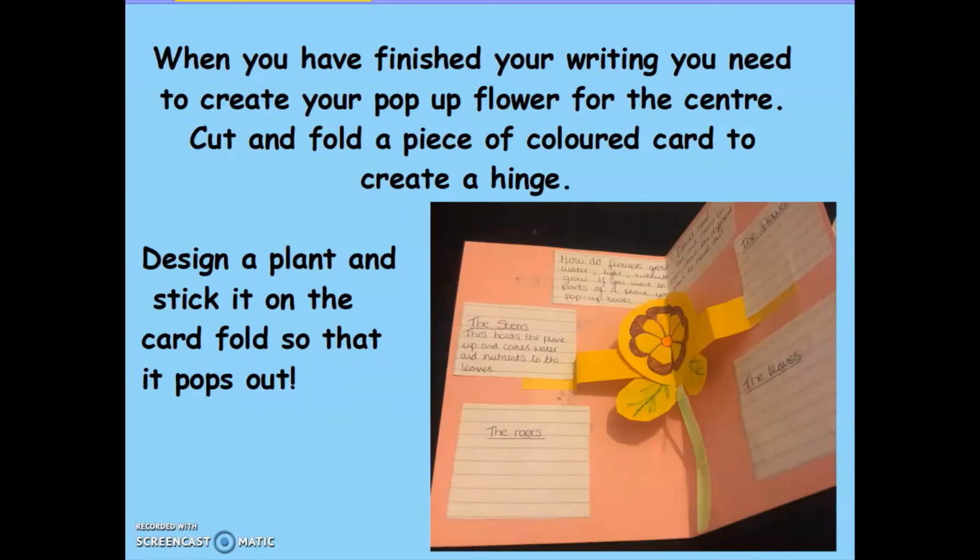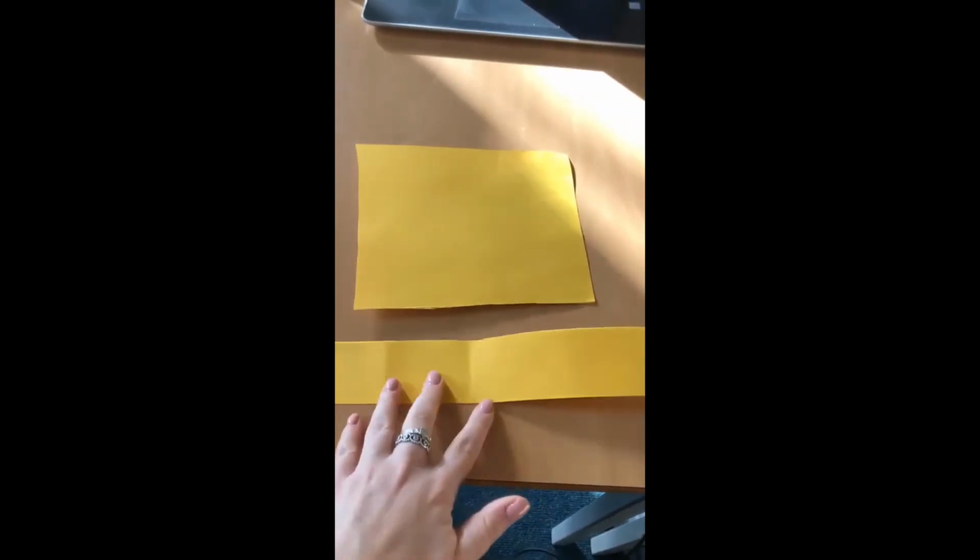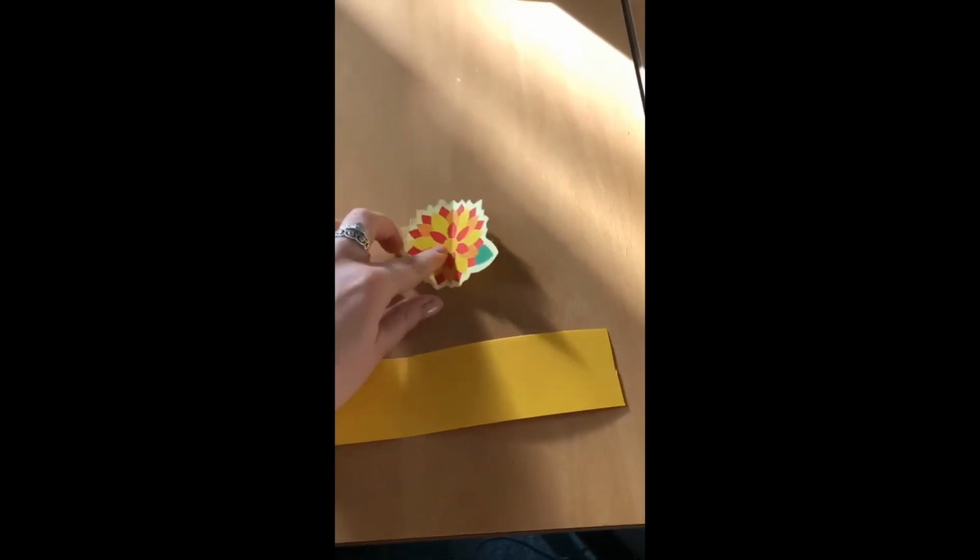When you have finished your writing, then it is time to create your pop-up flower for the centre. You need to cut and fold a piece of coloured card to create a hinge. I'm going to show you a video of me making one now to help you. In your pack you should also have had a different piece of coloured card. You are going to cut a long strip from this. This will be your hinge, and you are going to create a flower from this.